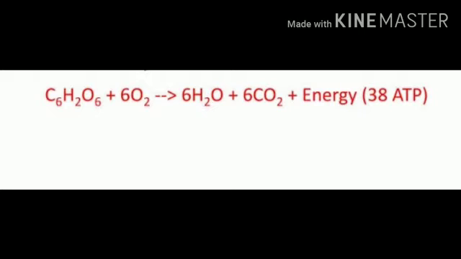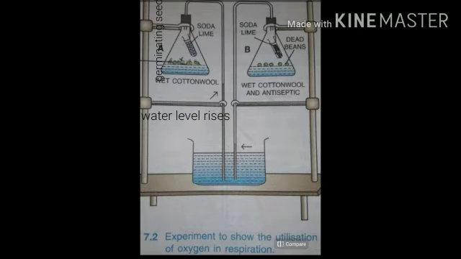We begin with the first experiment. First experiment is experiment to prove that oxygen is used up in respiration. Let's see the arrangement of the apparatus in this experiment. We have set A and set B.